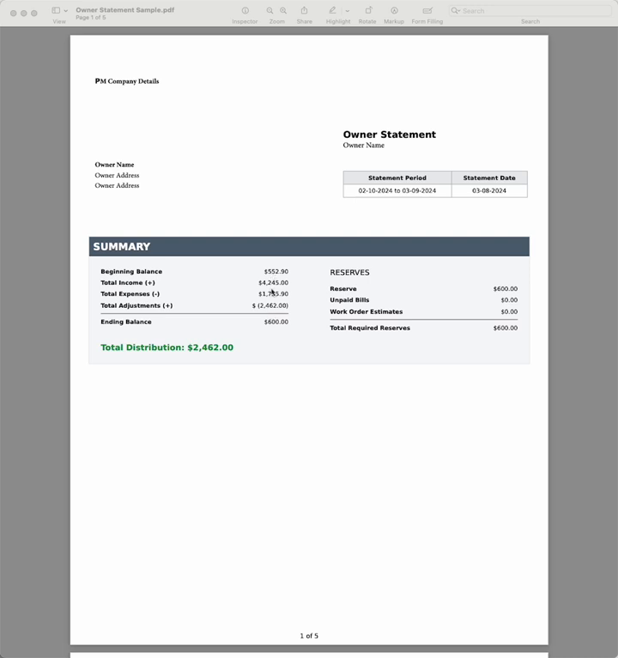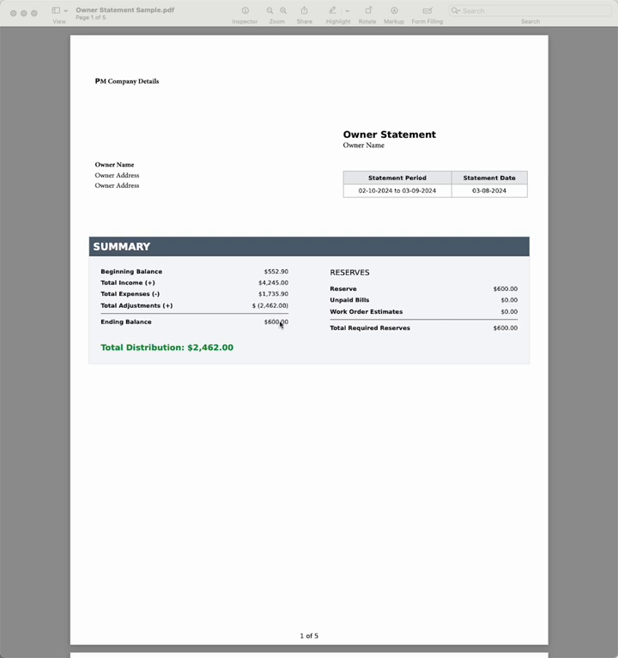And then, if we add all of these things up, we get an ending balance of 600, which should match our total required reserve amount here. We have property management or maintenance reserves of 600, unpaid bills. If there were any here, we would hold money back for that. Work order estimates would also hold back funds to give us a total required reserve.